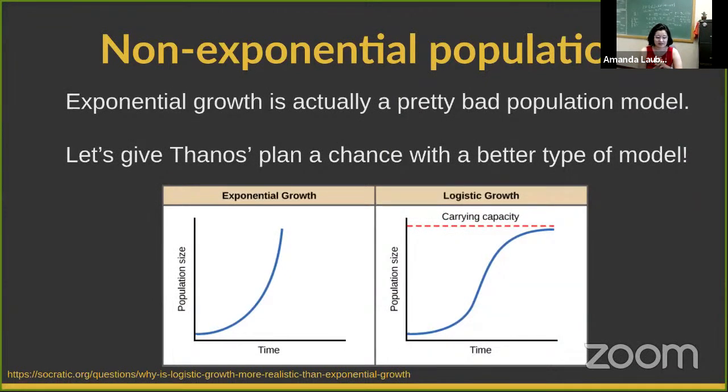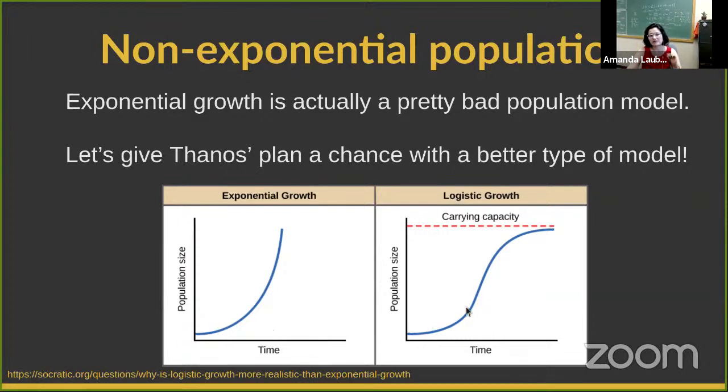And to demonstrate this, I'm going to talk to you about non-exponential populations. So the truth is that exponential growth is actually a pretty bad population model. When I teach mathematical ecology, we talk about that model for a minute, and I'm like, but really, let's think about what happens in the real world. So we're going to give Thanos' plan a chance with a slightly better type of model called logistic. So here's a picture of our exponential model, that thing that always goes upwards.